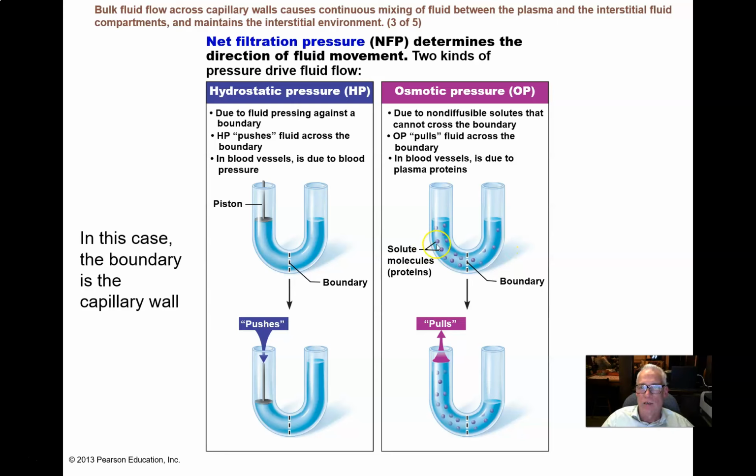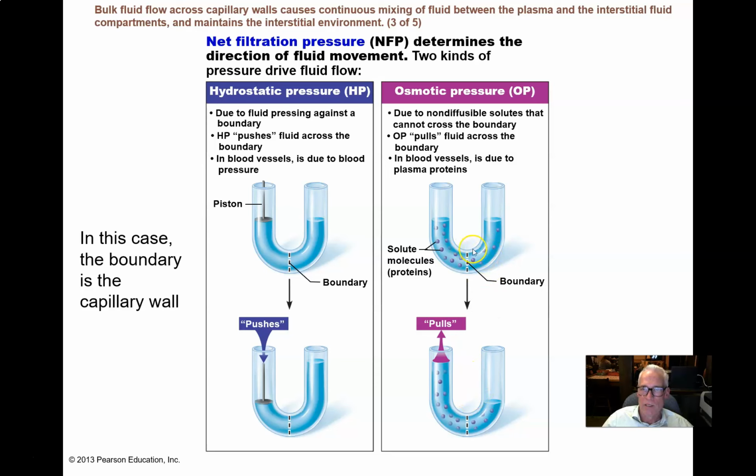Well, let's take a look at this U-tube here. It's a glass tube filled with water, and there's a little boundary right here that will block the movement of solutes across it. These purple balls represent solute molecules. They cannot cross this semi-permeable membrane, which represents the endothelium of the capillary wall. We've got equal amounts of water, but not equal amounts of solute. We've got more solute on one side, which is the capillary, and less solute on the other side, which might be, say, the interstitial fluid.